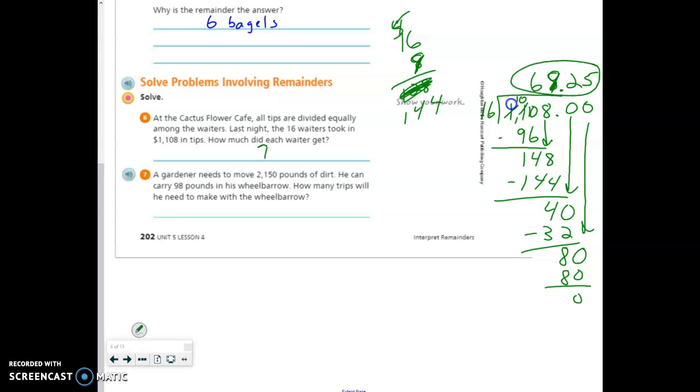$69.25. So again, I could put it as a fraction and say 4/16, which would simplify down to 1/4. A quarter of a dollar is 25 cents. That's definitely how I can look at that.